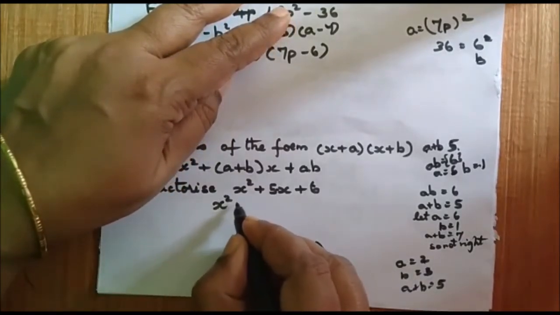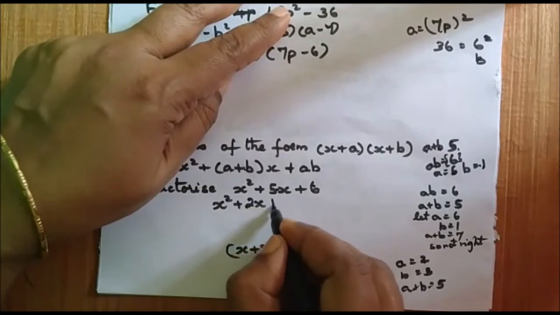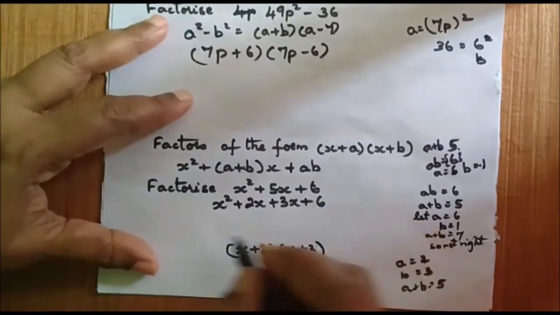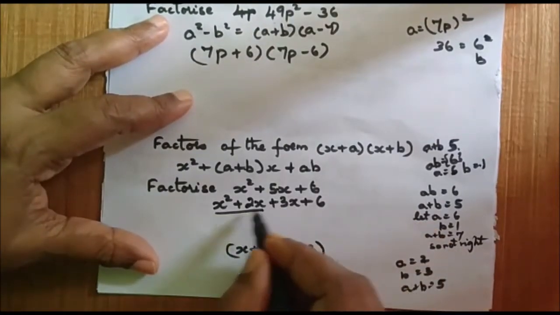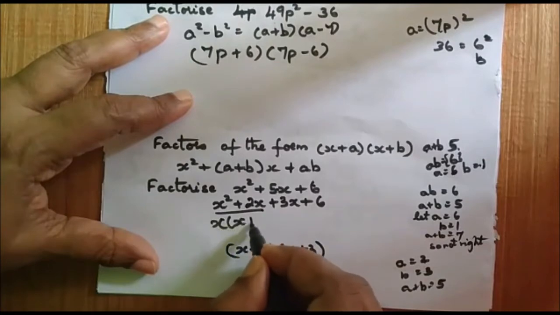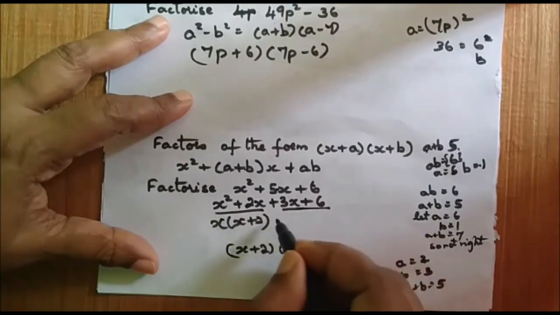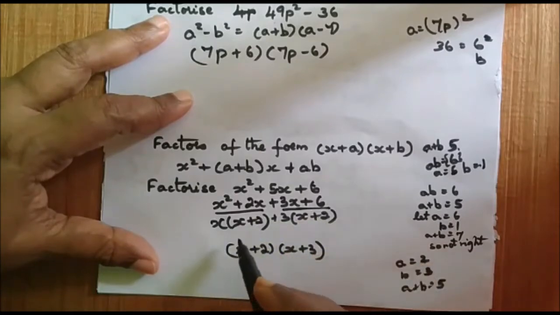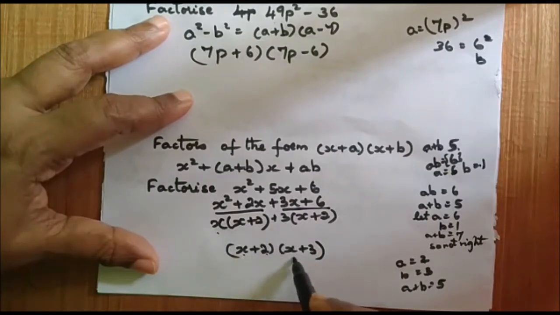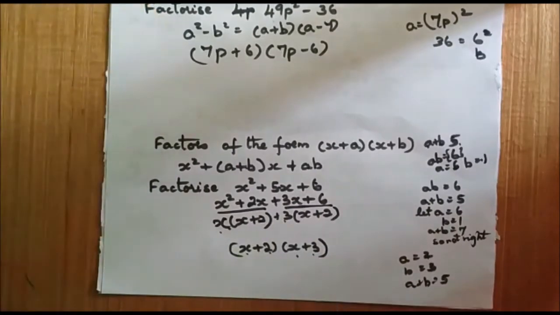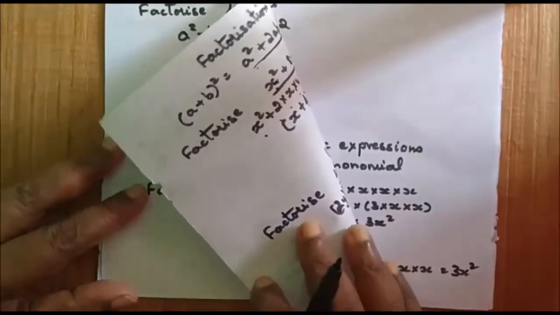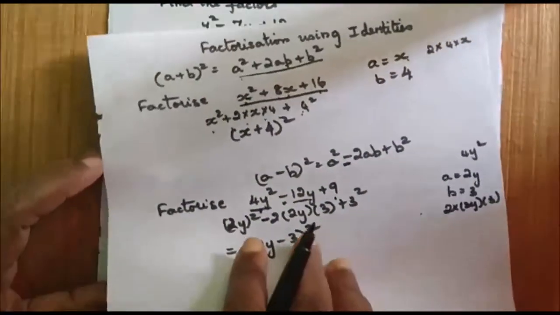So we can now write this as x squared plus 2x plus 3x plus 6. Okay. So now we take these two terms, I take my x outside. It is x plus 2. From these two terms, I'll take my 3 outside. It is x plus 2. Or in other words, I will write this as (x plus 2) into (x plus 3). Okay, this is how we factorize. I hope you all understood this method. Okay, now this problem we have solved.